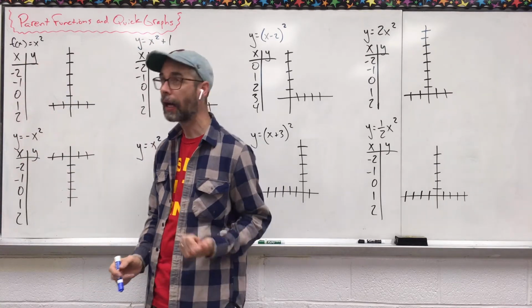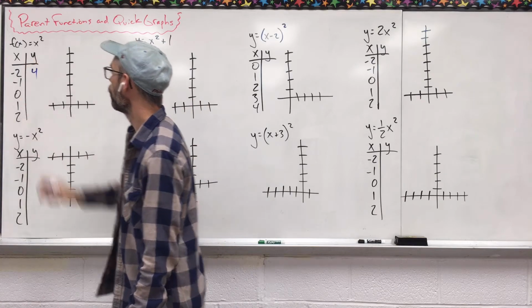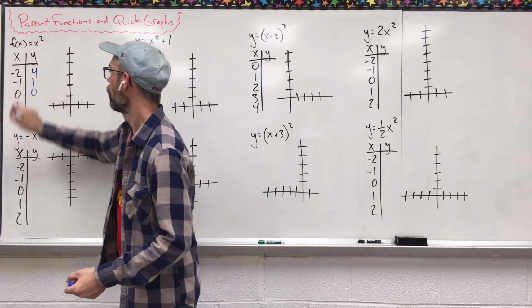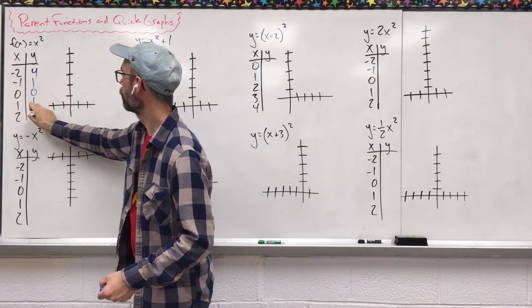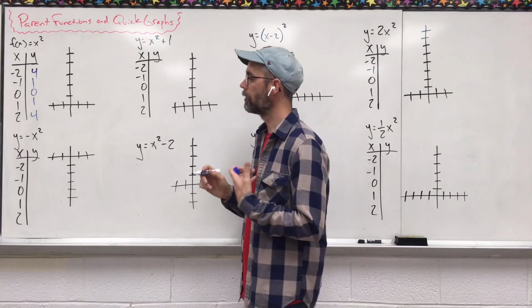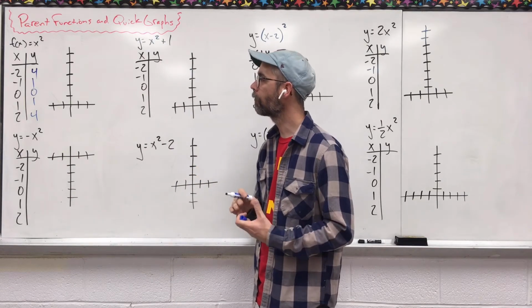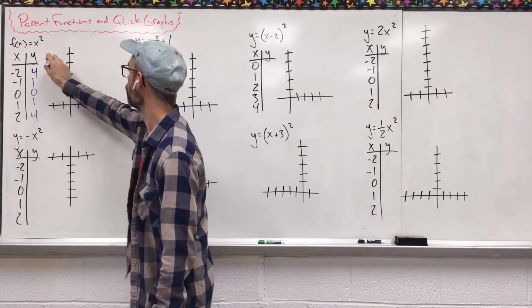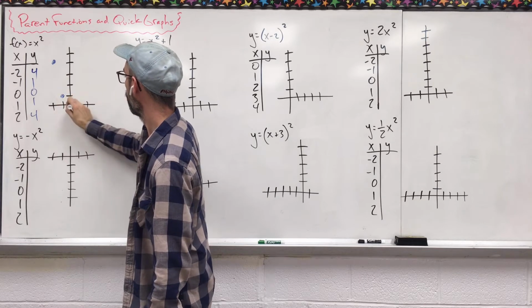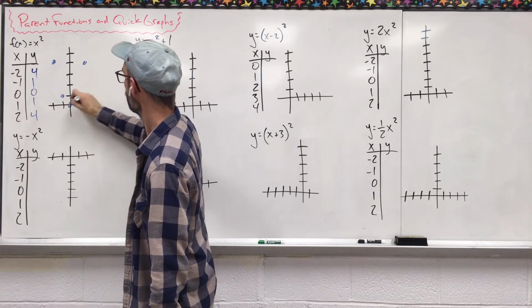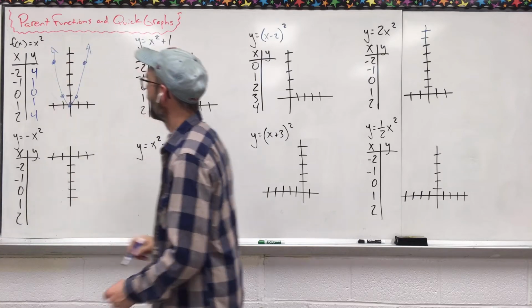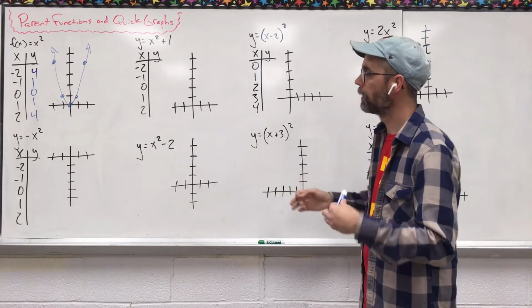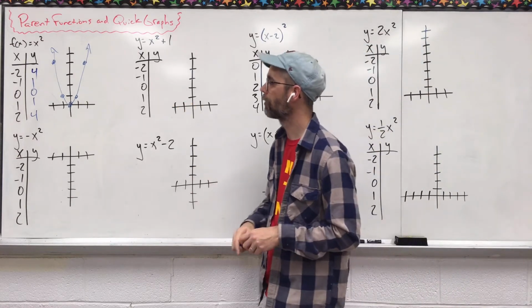So -2 times -2 gives you +4. -1 times -1 gives you +1. 0 times 0, 1 times 1, and 2 times 2 gives you 4. So what we just found is your basic parent function. Every graph that's on here, all of these are going to stem from what we do right here. So back 2 up 4, back 1 up 1. That is our basic parent function. Now we're going to find out all of our movements and every little detail that happens from here.